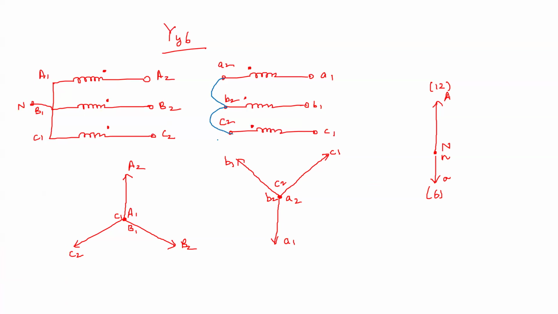Okay, so this is how I have shorted. This is the short I have created. In this way, this is the YY6 group. In a similar way, you will do the DD0. So let us do the DD0 group.